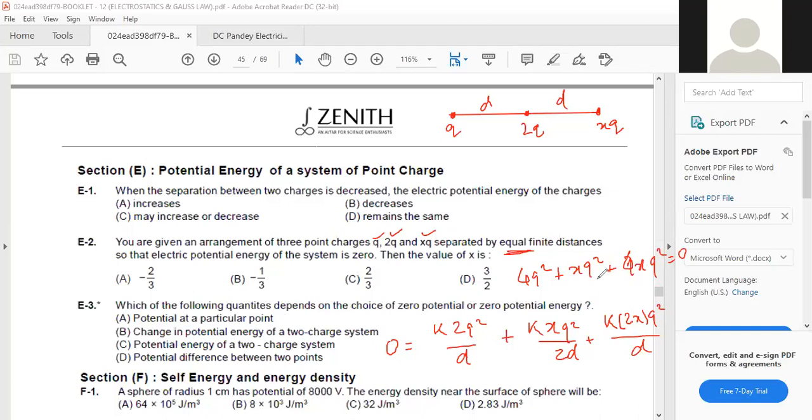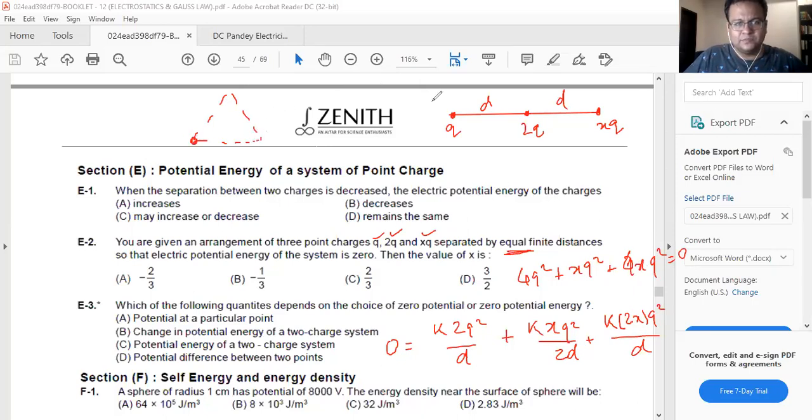Wouldn't this be an equilateral triangle, since it says equal finite distances? Yes, that is actually what I am saying, there is a bit of confusion in this statement. It should have been given as equal distances from each other. So here you can assume it as an equilateral triangle as well. Only then will all distances be the same, otherwise the distance between these two would become 2D. But yes, the question is slightly unclear. It should have mentioned that the charges are placed in a straight line, or they must have given that they are all at equal finite distances from each other. There should have been some more explanation to this statement, because this could also be guessed from what is given in the statement.